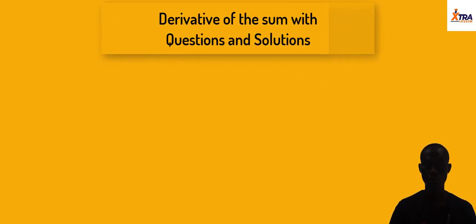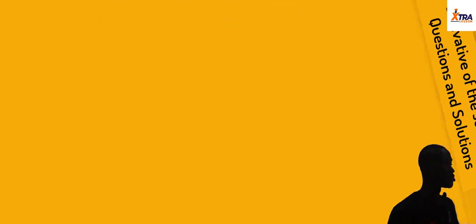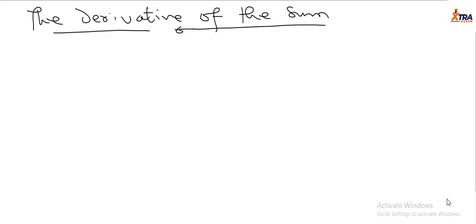So in this class now, we'll be looking at how to find the derivatives of sums, whereby we have combinations of expressions. So let's see how to explain that. Given y equals u plus v.